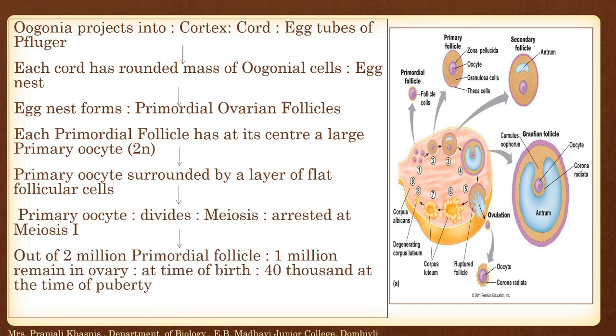Now, out of these 2 million primordial follicles, 1 million remain in the ovary at the time of birth and 40,000 at the time of puberty. So first of all, from 2 million it becomes 1 million by the time of birth. After birth, on reaching puberty, only 40,000 will remain.